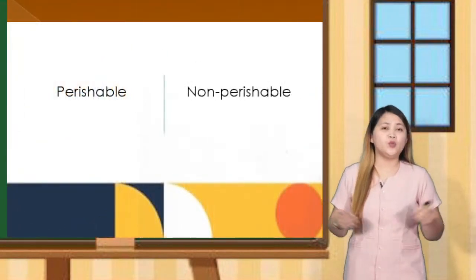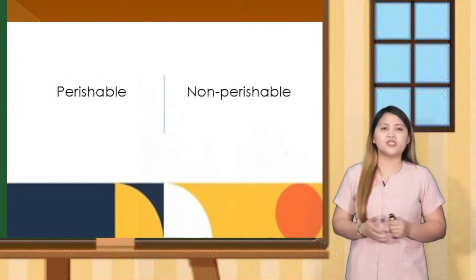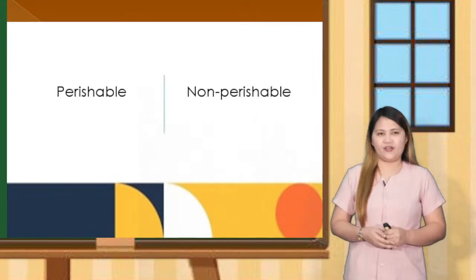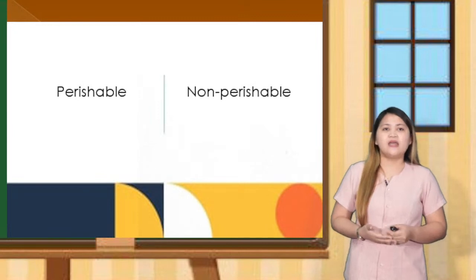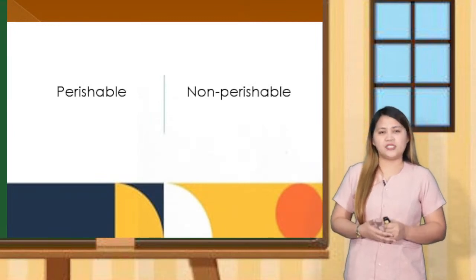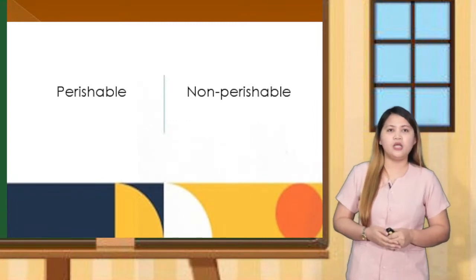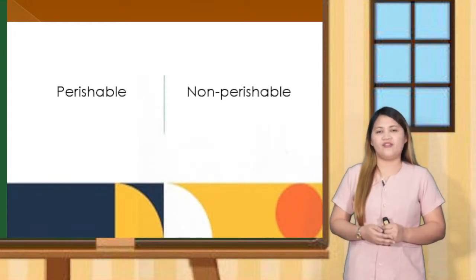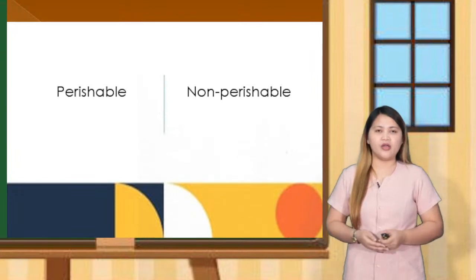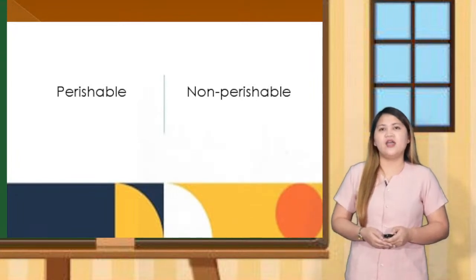Okay, very good. When we say perishable, these are the foods that spoil the most quickly and require refrigeration. Examples we have are meat, seafood, dairy products, and fruits and vegetables. And on the other hand, the non-perishable are those foods that will take a very long time to spoil and don't require refrigeration. Examples are dried and canned goods, peanut butter, and grains.